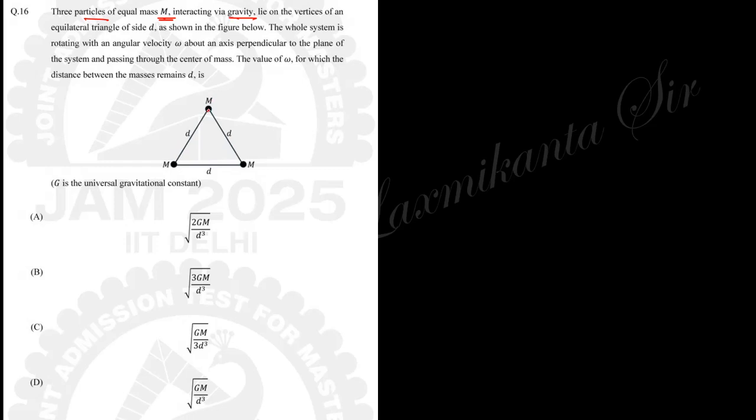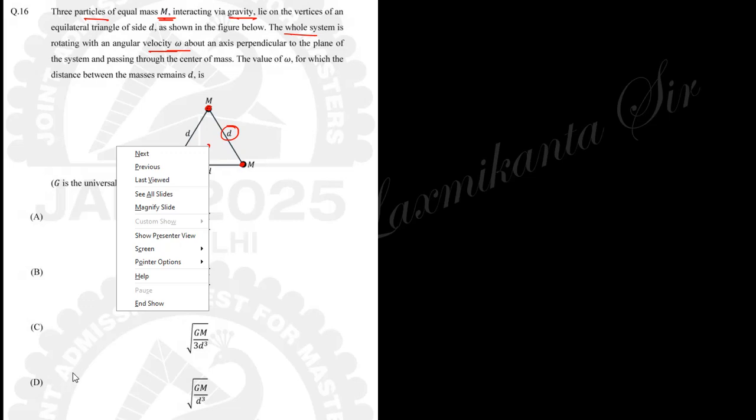There are three particles 1, 2, 3, interacting via gravity. The particles lie on the vertices of an equilateral triangle of side D. This is the side D, as shown in this figure. The whole system is rotating with an angular velocity omega about an axis perpendicular to the plane of the system and passing through the center of mass. Center of mass is like here.